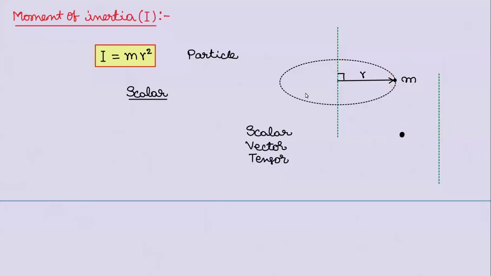But assume that you have two particles and moment of inertia of this particle about this axis and moment of inertia of this particle about the same axis is there. Then you can add. Right? So treat it like a scalar, but remember it's a tensor.